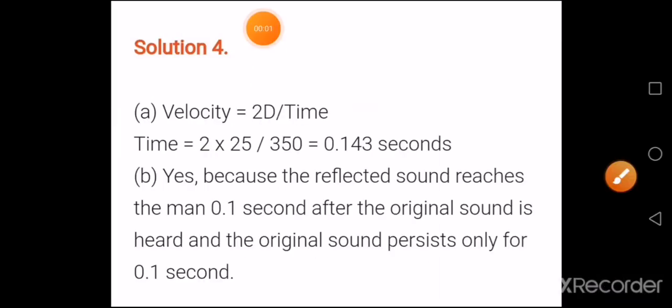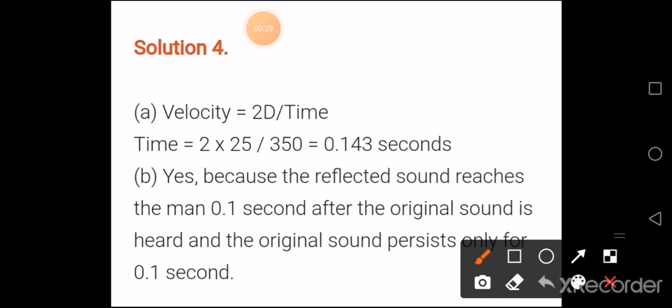Now coming to question number 4. A man standing 25 meter away from a wall produces a sound and receives the reflected sound. Calculate the time after which it receives the reflected sound if the speed of sound in air is 350 meter per second. And your second part will be, is the man able to hear a distinct echo? Now see, the first part you have to find out the time period, isn't it?